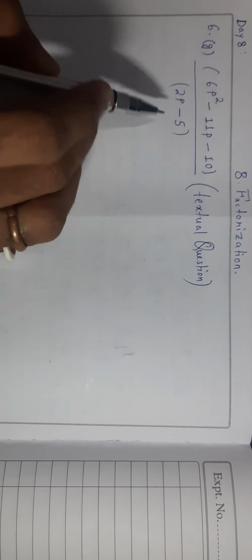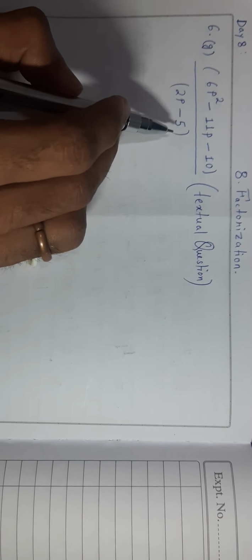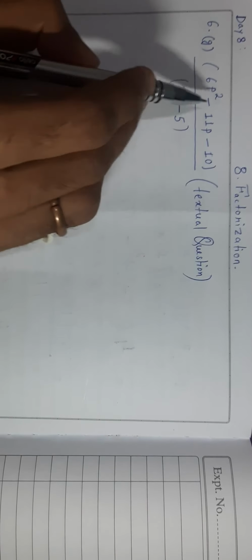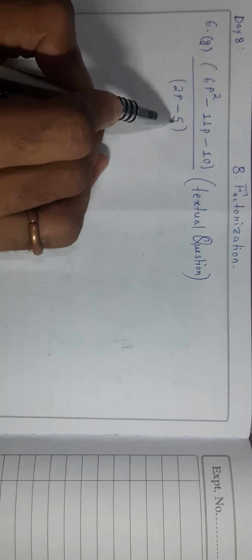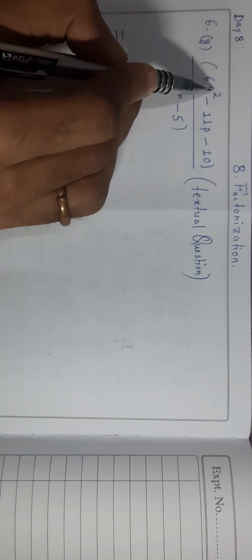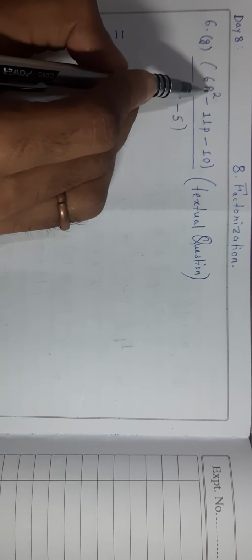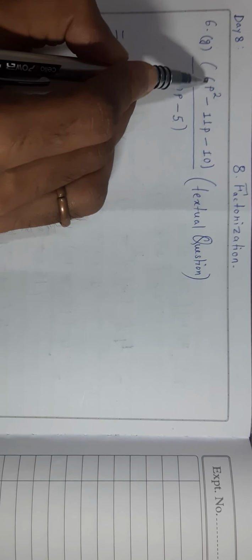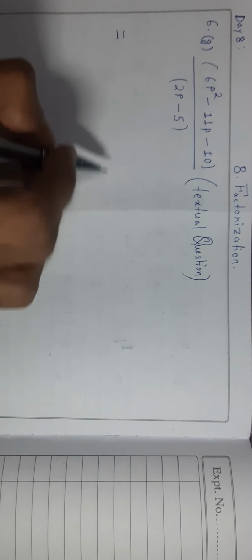Now let us see this last textual question, which is based on middle term splitting or factorization, that is 6g. Question is 6p square minus 11p minus 10, whole thing divided by 2p minus 5. So hopefully now all of you are clear. When the coefficient of a variable is other than 1, then we multiply it with the constant term or the third term.